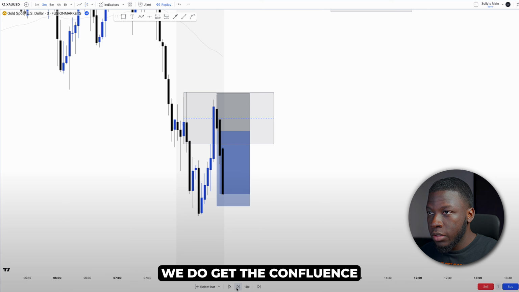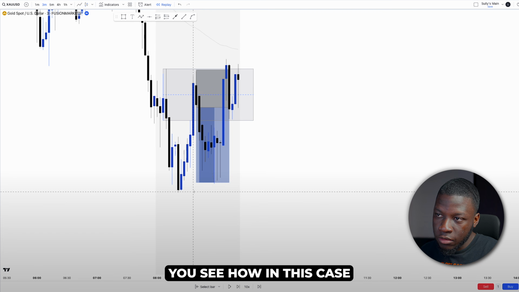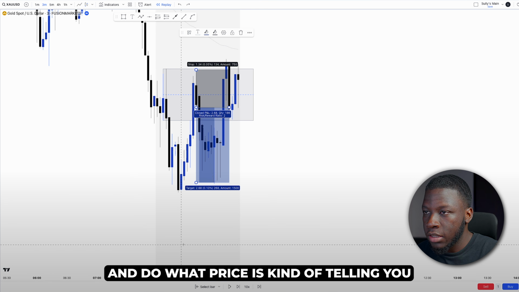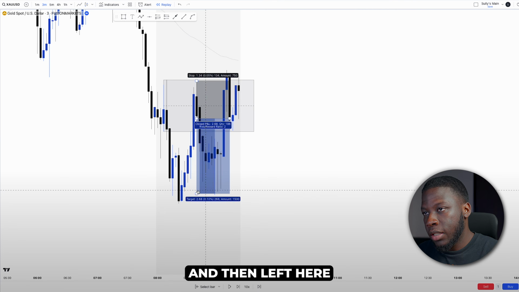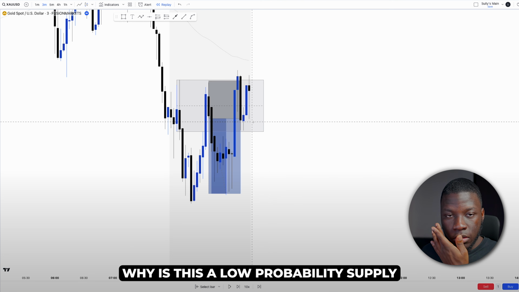We do get the confluence, and eventually I took it all the way down and I left at that point. You see how in this case, I didn't go for 1 to 5R, because again, you have to read price and do what price is kind of telling you. This is a safe point, and then left here, and eventually price goes all the way up, and that was GG's. Why is this a low probability supply?